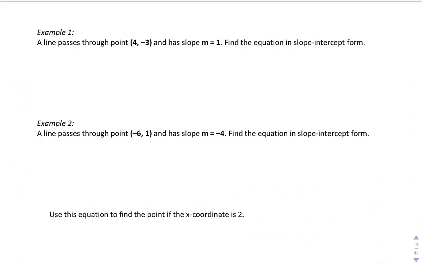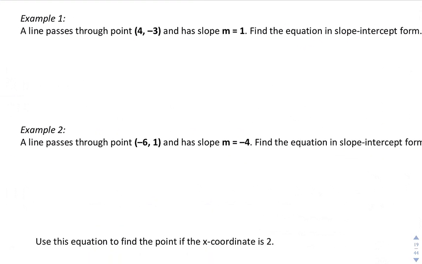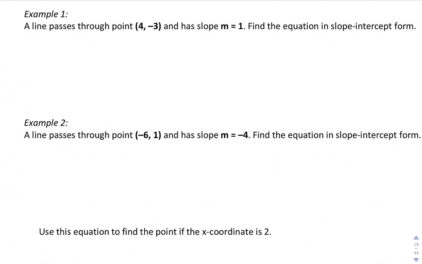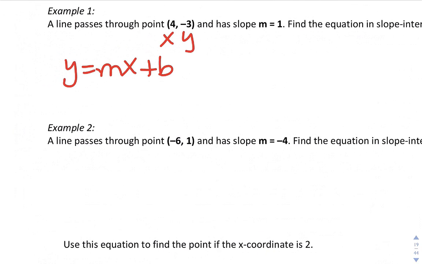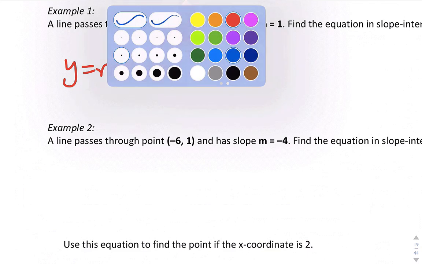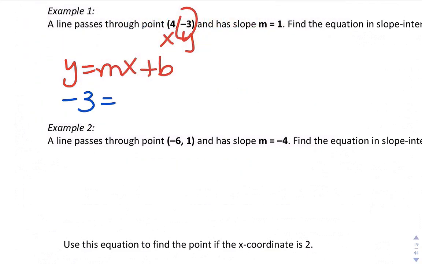Example 1, a line passes through (4, -3) and has a slope of 1. Write the equation in slope-intercept form. All right, so I'm going to label these x and y. And here's y equals mx plus b. Okay, let's plug in everything that we know. We know the point. We know y is -3 right here. So we have -3 equals. We know the slope is 1. We know the x value is 4, plus b.